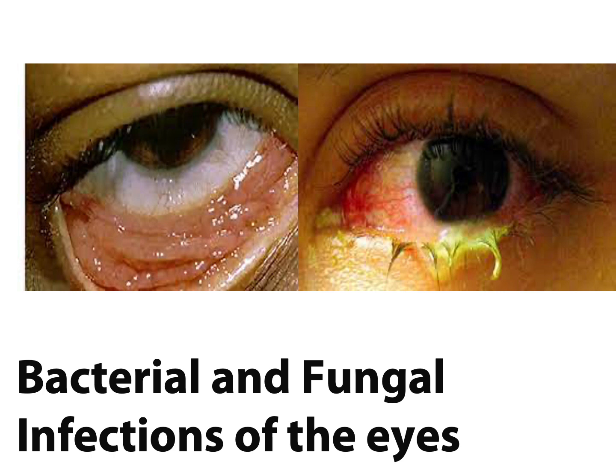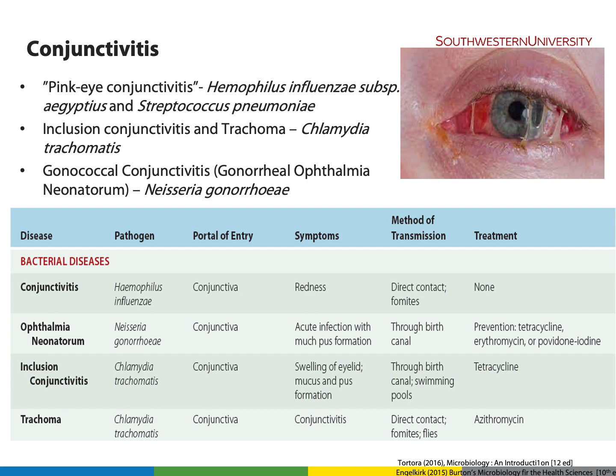Next one is your bacterial and fungal infections of the eye. So, the most common bacterial infection of the eye is conjunctivitis. The table here shows the most common bacterial diseases associated with conjunctivitis and their pathogens. Okay, so pink eye conjunctivitis is caused by Haemophilus influenzae subspecies Aegyptius and Streptococcus pneumoniae. Inclusion conjunctivitis and trachoma are caused by Chlamydia trachomatis, and gonococcal conjunctivitis is caused by Neisseria gonorrhoeae.